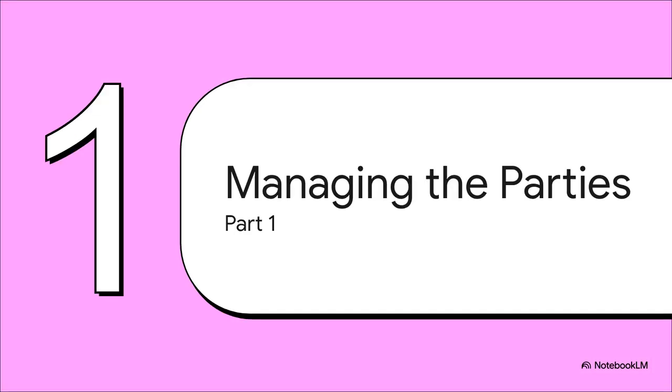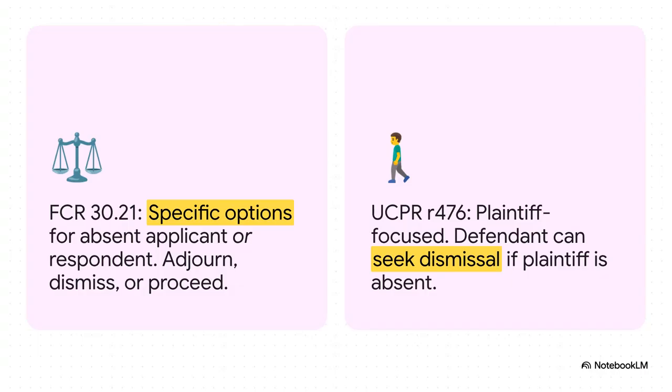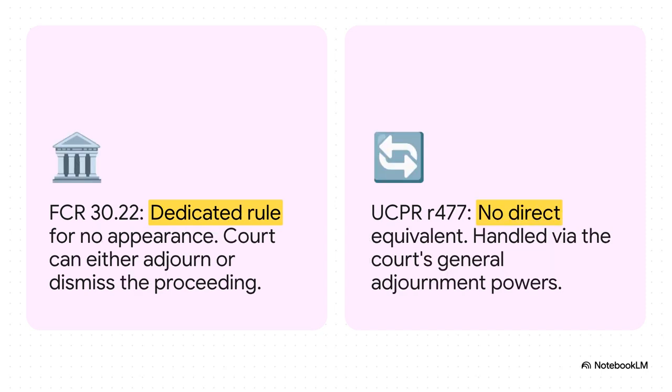Okay, first up, managing the parties. So picture this. You're in court, and one of the parties just doesn't show up. Now, under UCPR Rule 476, the focus is really on what happens when the plaintiff is a no-show. But the federal court, it's a bit different. Federal Court Rule 30.21 gives the judge a whole toolkit of specific options, whether it's the applicant or the respondent who's gone missing. The court can adjourn, dismiss, or just go ahead with the hearing. It's way more detailed. So lock this one in your brain. FCR 30.21.